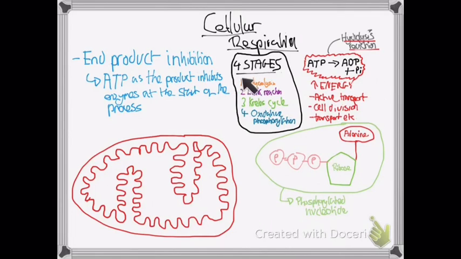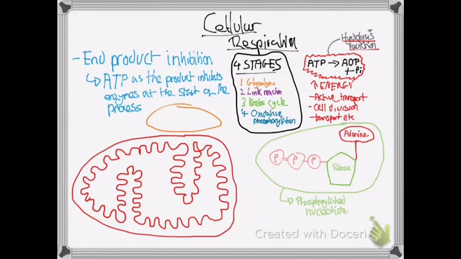So there's 4 stages to this. The first one being glycolysis. So glycolysis takes place outside of the mitochondria. The mitochondria is in red, so that orange circle I've just drawn is outside the mitochondria. It takes place in the cytoplasm.